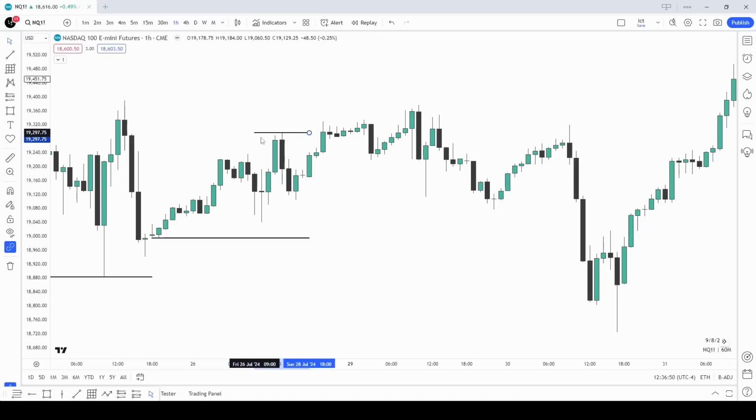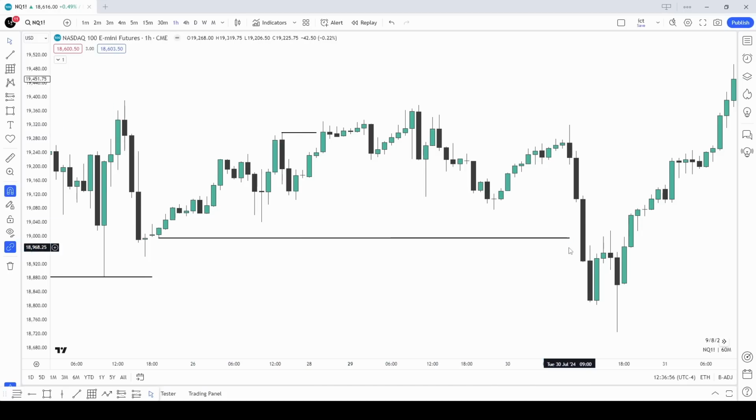Look what we have here. We have the range high, the range low. Let's incorporate the idea of key times. What is a key time for the Nasdaq? Okay, usually, now sometimes it can, but usually the Nasdaq doesn't move much during London.